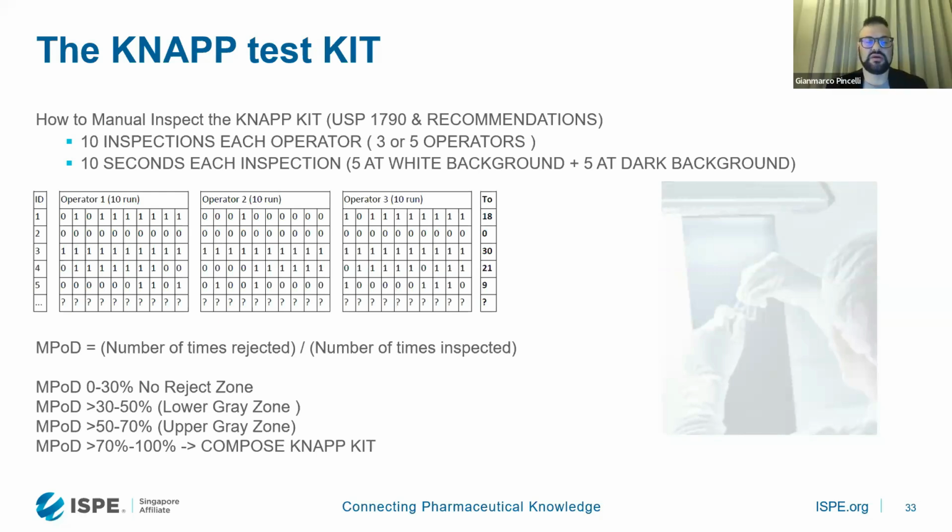Thank you, Andrea. Basically, the Knapp test kit should be generated following the USP 1719 by multiple operators and multiple times. Just to answer some questions that arose in the chat: this Knapp test kit states the percentage of detection of each container composing the kit, and also the false rejection rate made by the human, because it should be composed of 250 products.